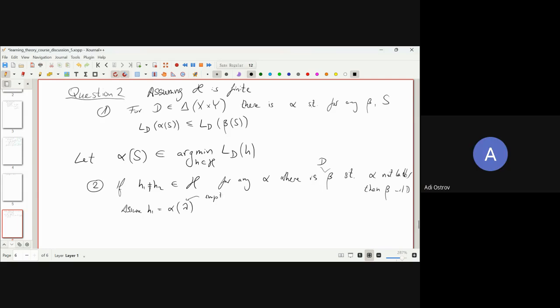And so, because H1 and H2 are different hypothesis classes, I pick some element in X on which they differ. And I choose my distribution to be the distribution which puts all the probability on x comma h2 of x.